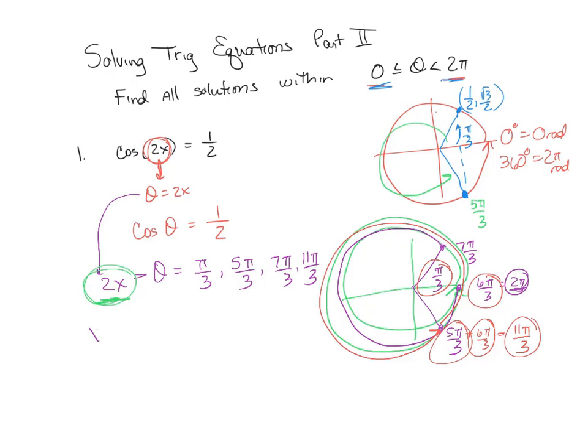Now we're going to divide by 2. So I'm going to take all this right here and divide by 2, which is going to give me pi over 6, 5 pi over 6, 7 pi over 6, and 11 pi over 6. So notice 11 pi over 6 is still less than 2 pi, and so that gives us all the angles between 0 and 2 pi.